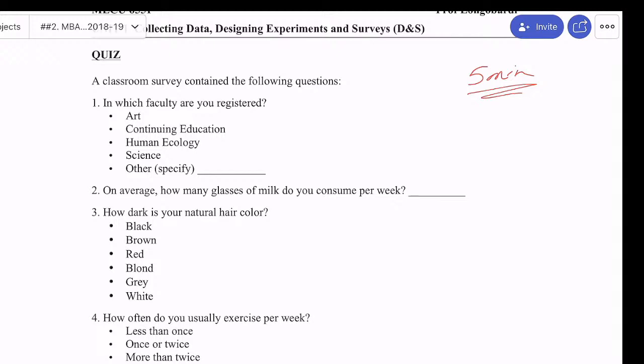So to familiarize yourself with a variable, you should try and respond to it or think about how you would go about measuring it. So this question is asking, in which faculty are you registered? So this is like a survey that was taken. In this question, you have to respond one of these. So in your case, you would respond other, right, for Administración de Empresas. What kind of variable is this? Is it quantitative or categorical?